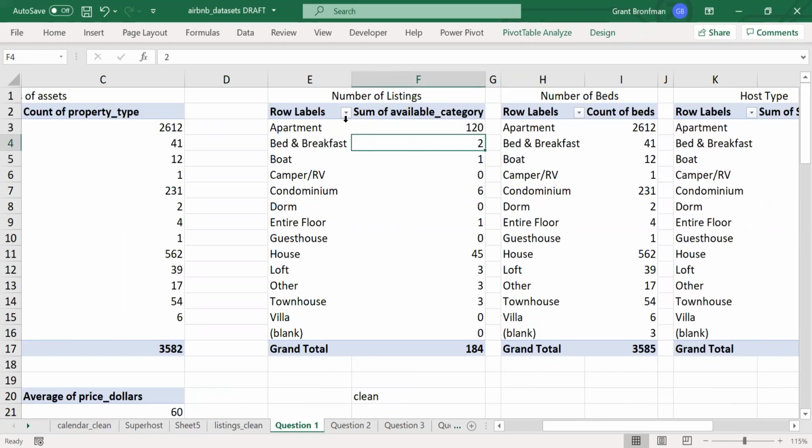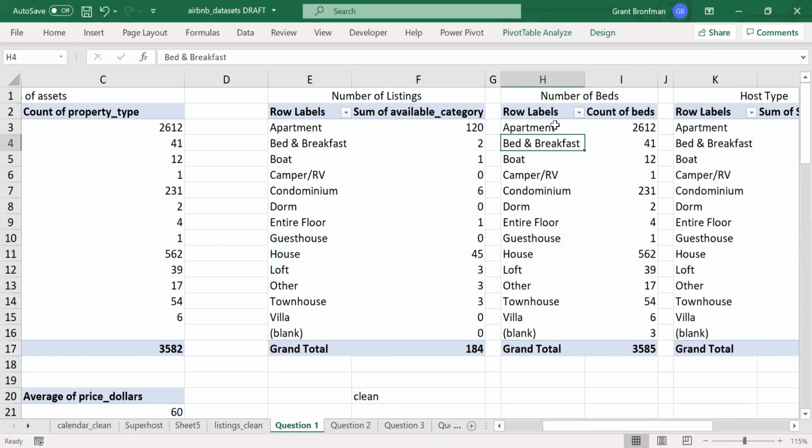So for this, we used the row labels for apartments and the sum of available category. It means the availability for each of the apartments throughout the time period. Again, apartments are the most prevalent because of the same reason as the last. More apartments, there's more availability, all because of its affordability.